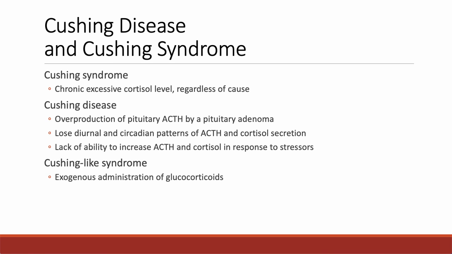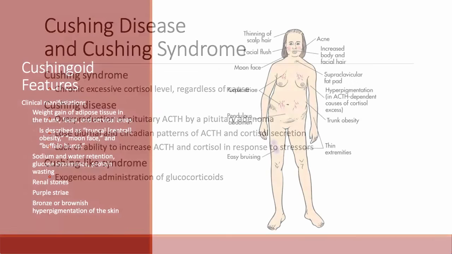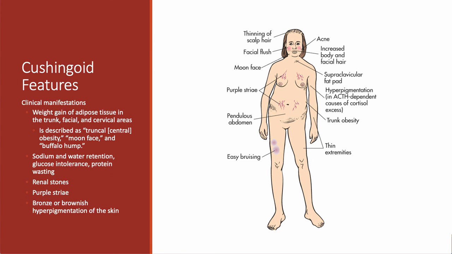We butcher these terms all the time. We try to say that Cushing syndrome is excessive cortisol levels regardless of the cause, and Cushing disease is overproduction, some hormonal abnormality. And Cushing-like syndrome is from exogenous administration of glucocorticoids, but we butcher these all together, and people use these terms synonymously. So you have to just understand what the underlying process is. The Cushingoid features are shown here, and you should know those.